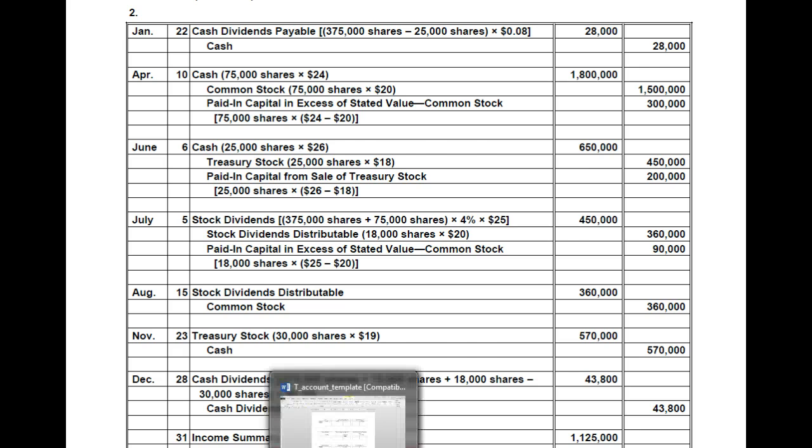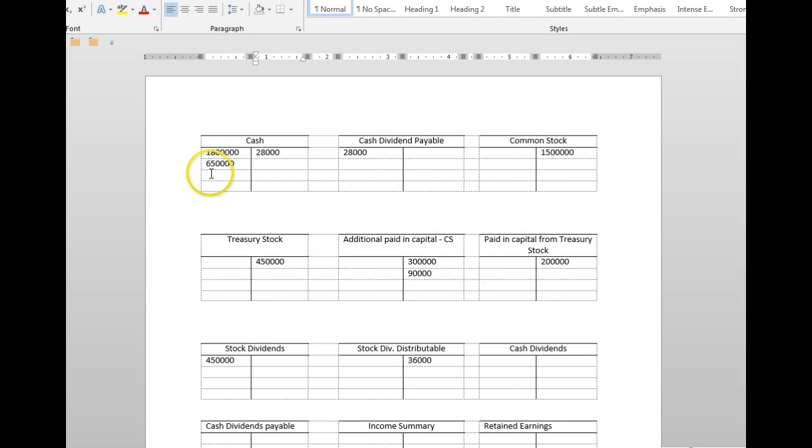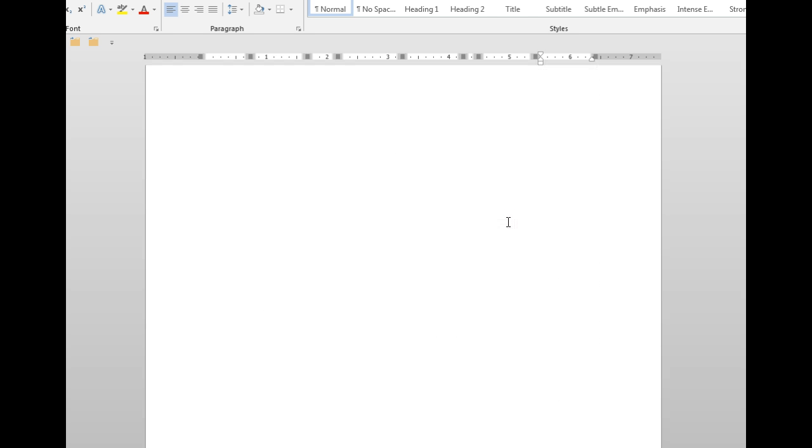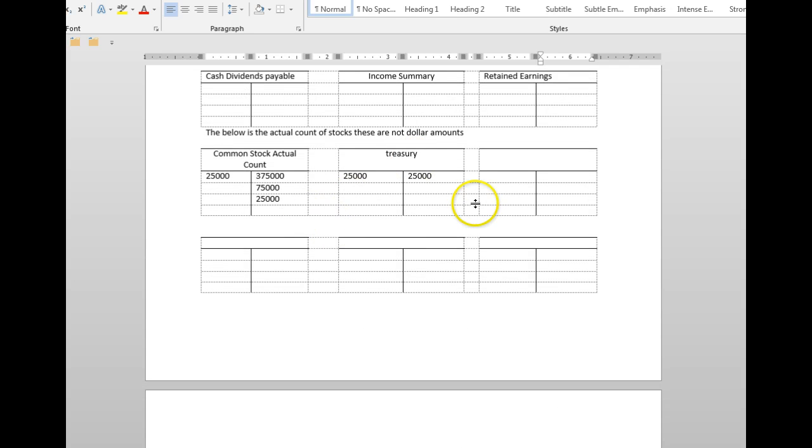So now if you go, here is our cash of $650,000. We've debited that. Here's our treasury stock. We've credited it for $450,000. And here's our paid-in capital for $200,000. So we've recorded that into the T accounts. We also should come down here. Remember, we had 25,000 in here. We've removed them. And in essence, they're back here now.